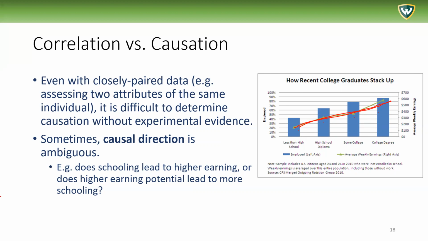But as someone was pointing out who studies this, does schooling lead to higher earning? So the more school you do, the more earning you have, or does higher earning potential lead to more schooling? So people that are already going to make more money actually get school to fulfill that sort of inner desire. So it may seem obvious at first, but if you think about it, things often get more complicated.